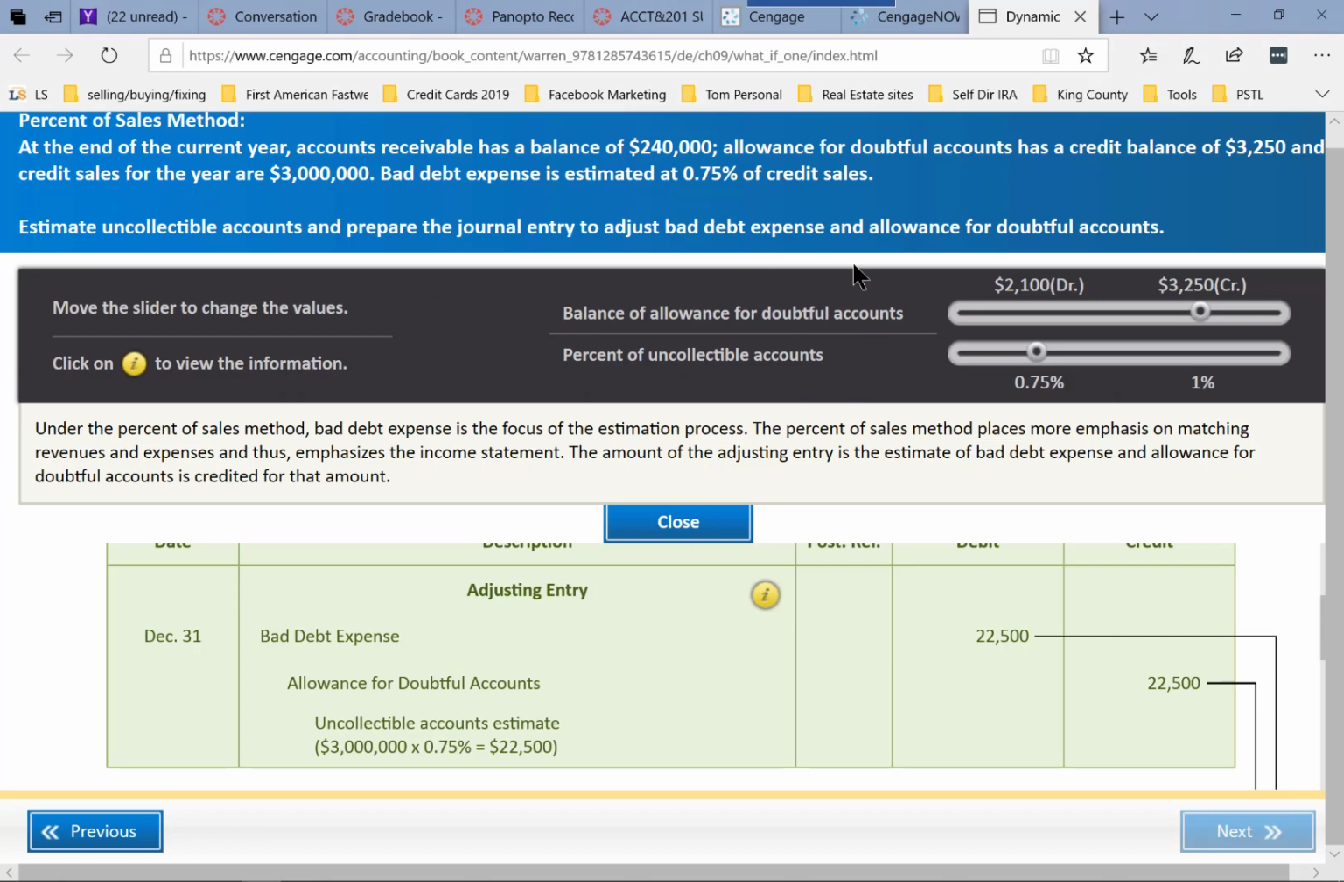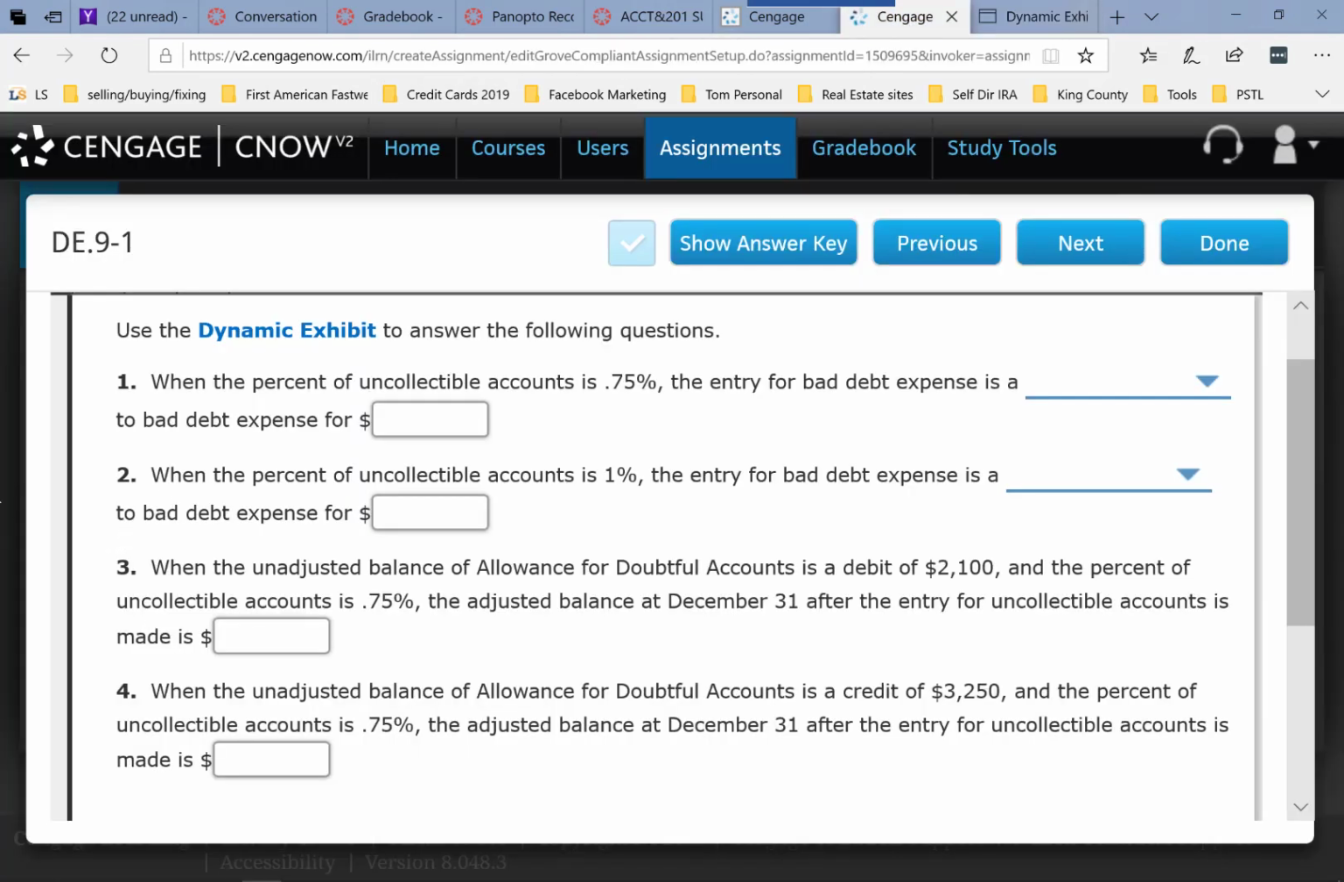The first question, let's go back here. The first question was, when the percent of uncollectibles is 0.75%, the entry for bad debt expense is what? It is a debit to the bad debt expense for how much? So let's go back here.